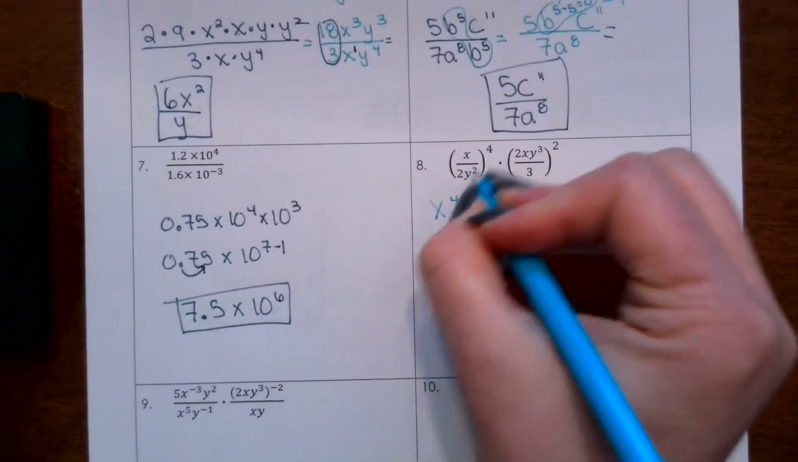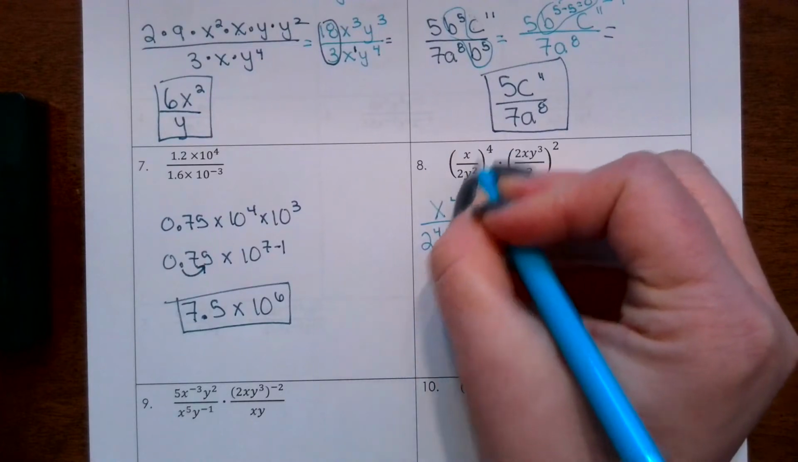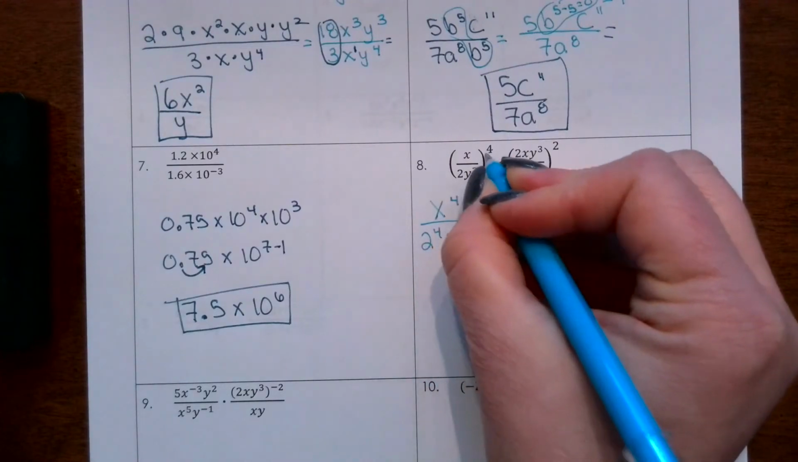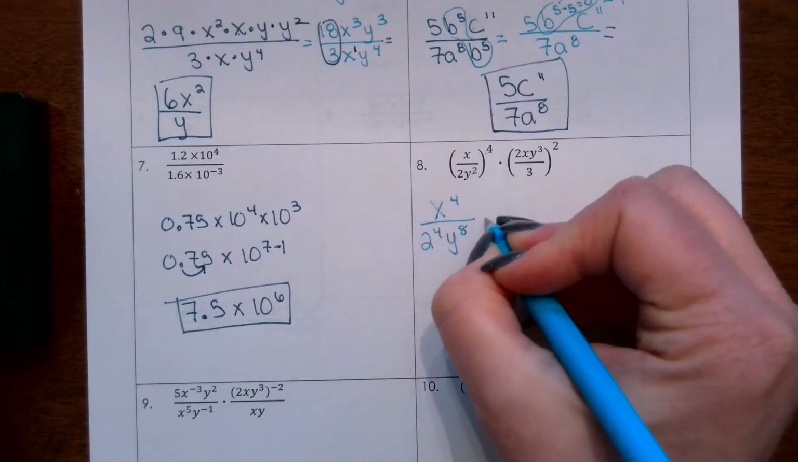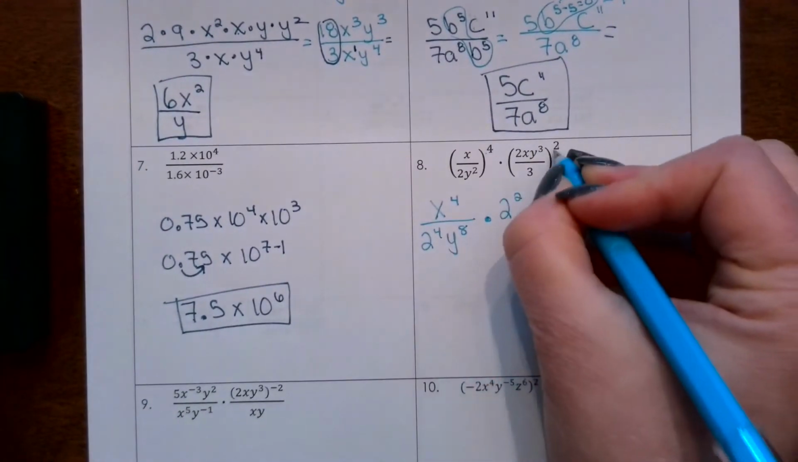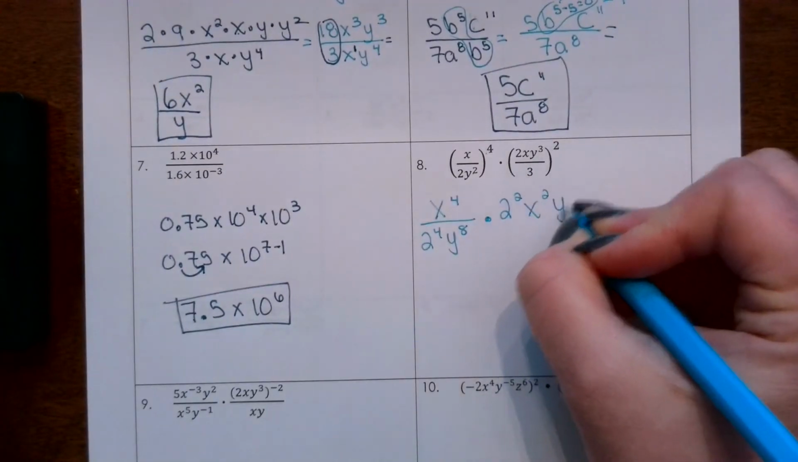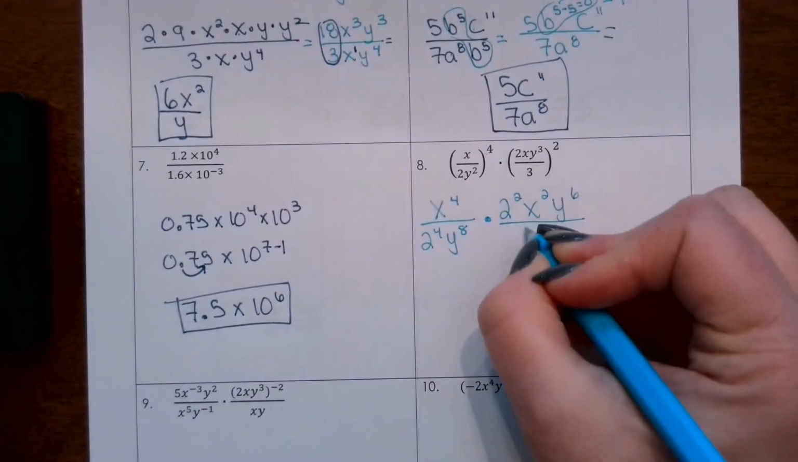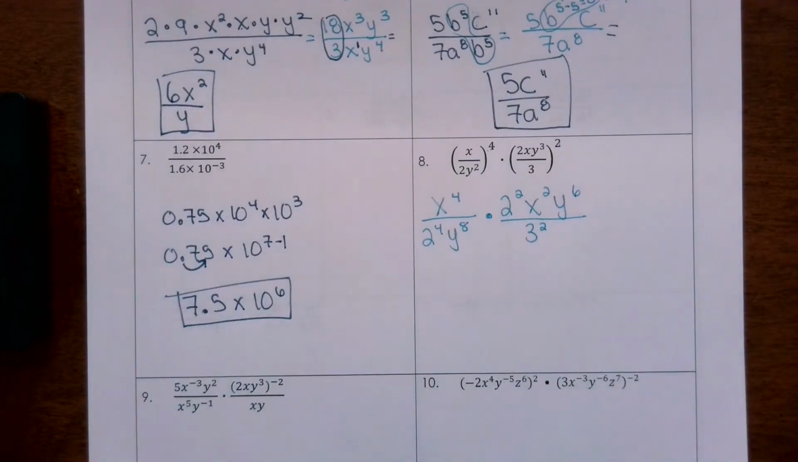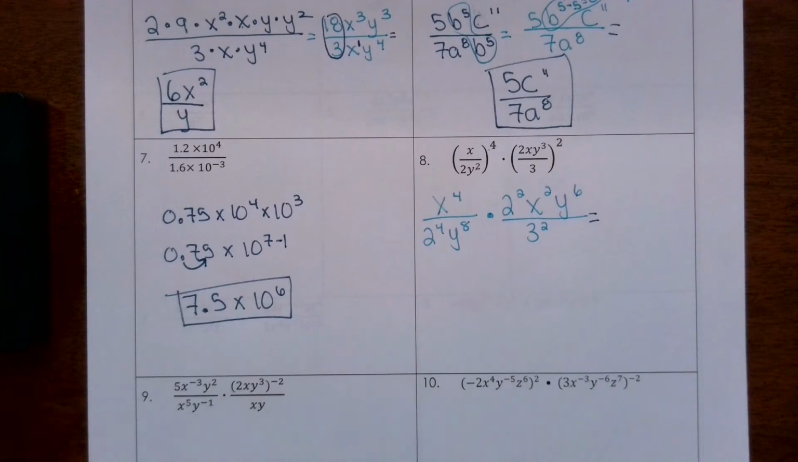So I have x to the 4th over 4, 2 to the 4th, y, 2 times 4 to the 8th, times, distributing the 2, 2 squared, x squared, y to the 3 times 2, which is y to the 6, over 3 squared. This is fraction multiplication, so remember I'm going to multiply straight across.